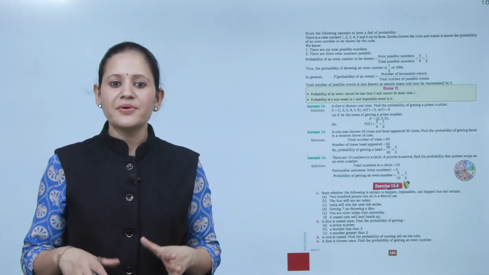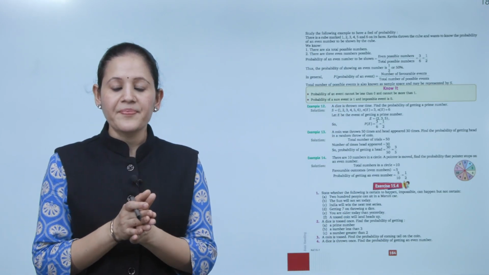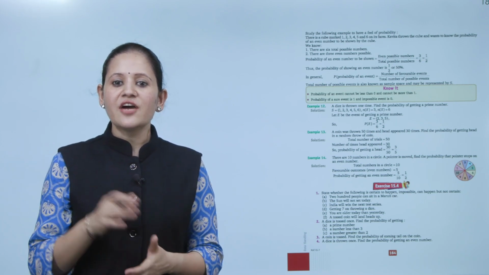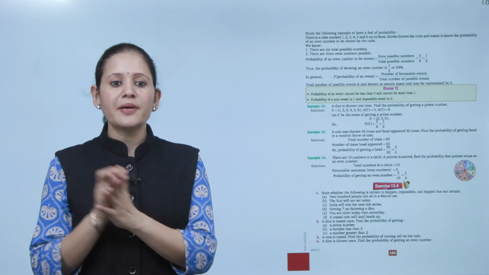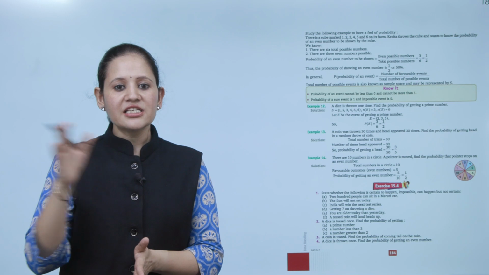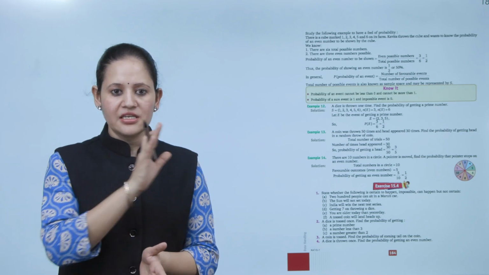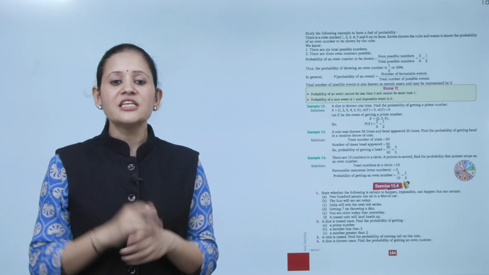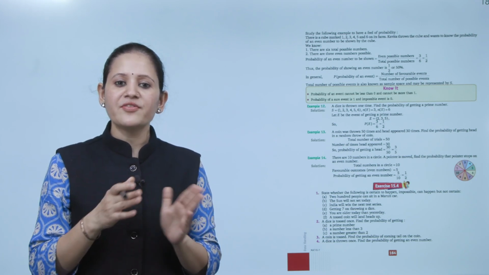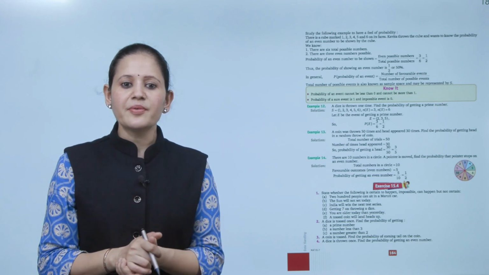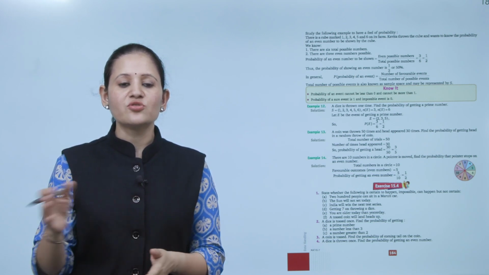Study the following example to get a feel of probability. There is a cube marked 1, 2, 3, 4, 5 and 6 on its faces. Kavita throws the cube and wants to know the probability of an even number being shown on the cube. So we know there are 6 total possible outcomes. Either 1 can come, or 2, 3, 4, 5 or 6. There are 3 even numbers possible. So the probability of an even number equals 3/6, that is 1/2. Thus the probability of showing an even number is 1/2 or 50%.